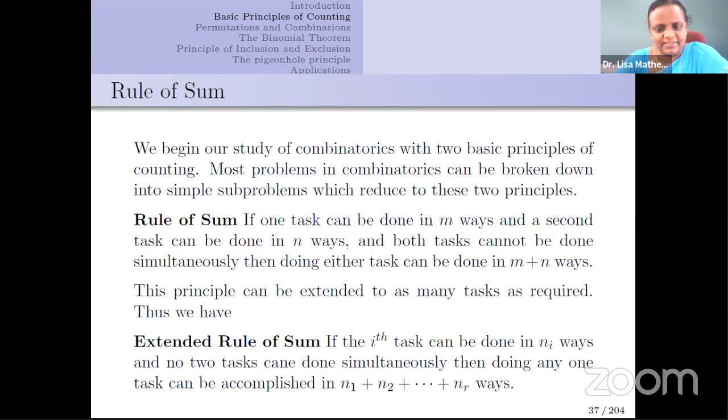So I can write this: if the ith task can be done in ni ways, and no two tasks can be done simultaneously, then doing any one task can be accomplished in n1 plus n2 plus n3 and so on up to nr ways.